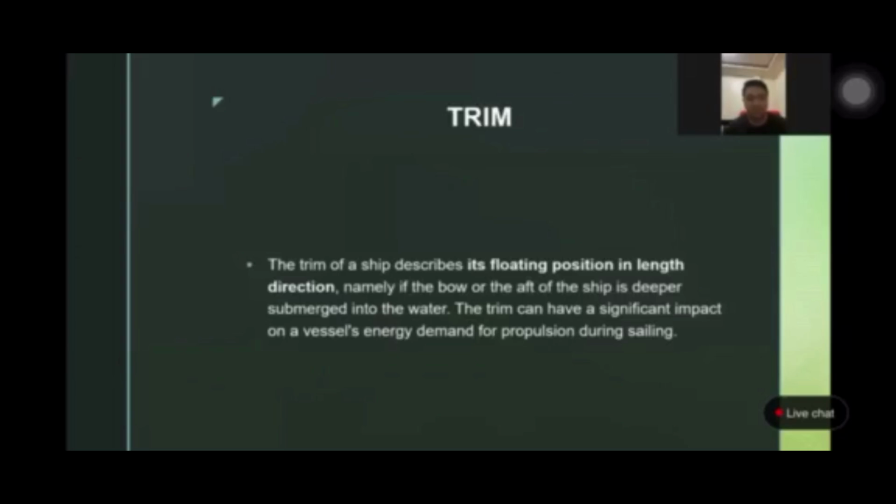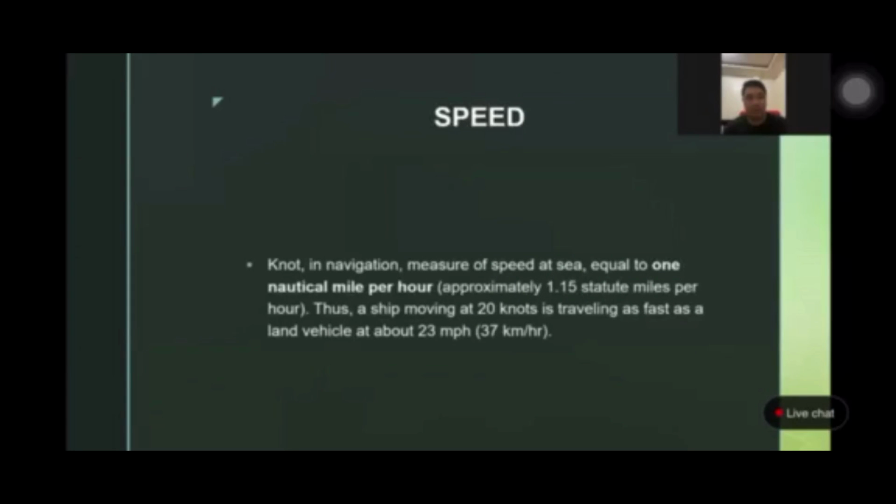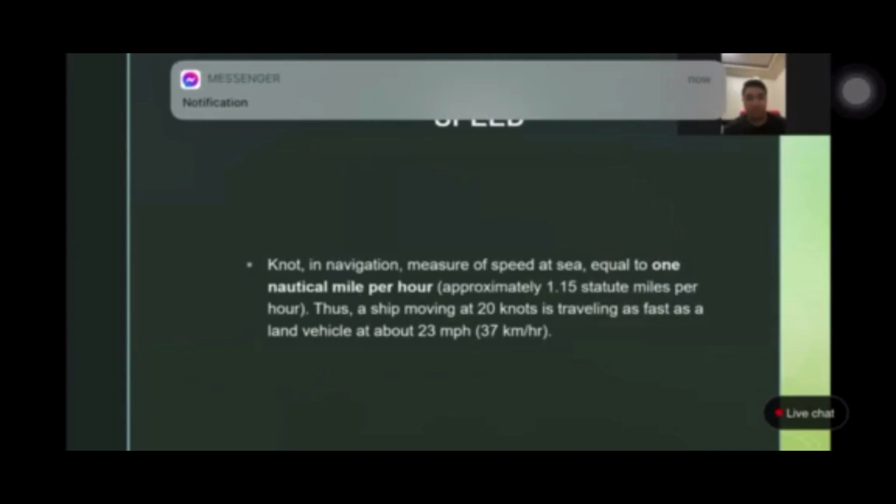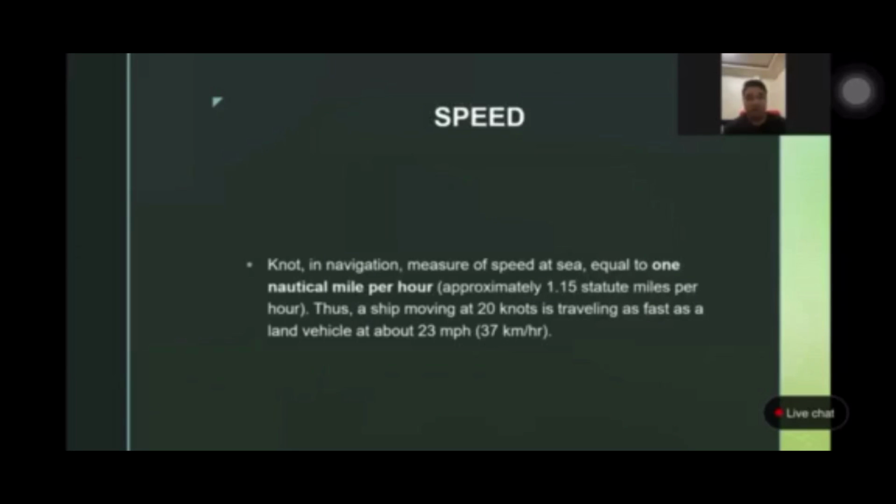Next is trim. The trim of a ship describes its floating position in length direction, namely whether the bow or the aft of the ship is more deeply submerged in the water. The trim can have a significant impact on a vessel's energy demand for propulsion during sailing. Next is speed. A knot, in navigation, is a measure of speed at sea, equal to 1 nautical mile per hour, approximately 1.15 statute miles per hour. Thus, a ship moving at 20 knots is traveling as fast as a land vehicle at about 23 mph or 37 kilometers per hour.